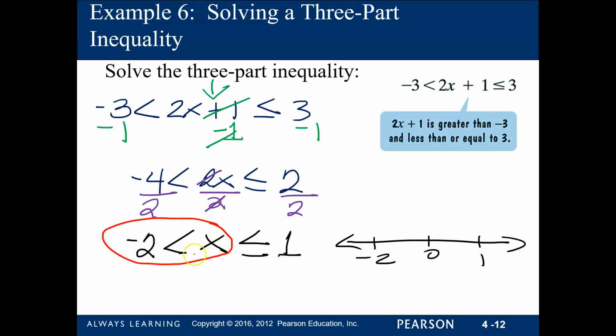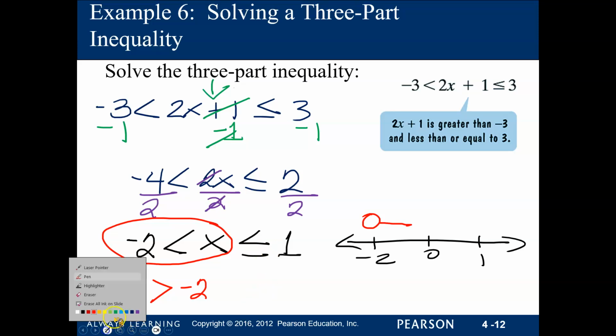So if you prefer to flip it, it will be x is greater than negative 2, because as you can see, the opening is towards x. So this one we can easily understand. And with this, we have a hollow dot on negative 2, and it is going to be pointing to the right. Now, do not put your arrowhead yet because you have a second part of the inequality.